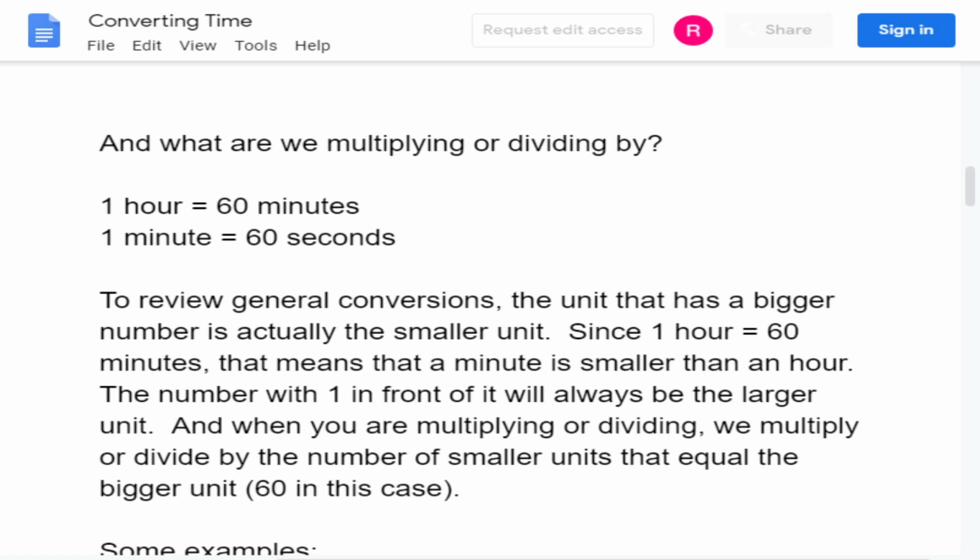Now for weeks, like days to weeks, you would be multiplying by 7, because 7 days is 1 week. For days to years, it would be 365, right? Because 1 year is 365 days. For weeks to years, it would be 52 because there are 52 weeks in a year. So we're still doing the same thing. We're just multiplying or dividing by different numbers, and that's true for all conversions.